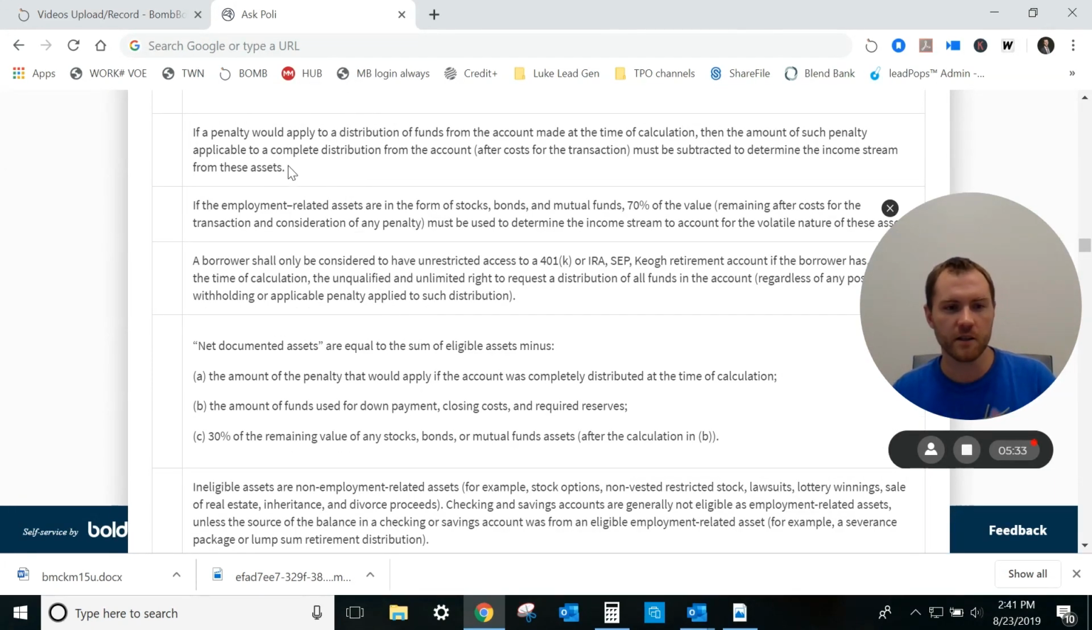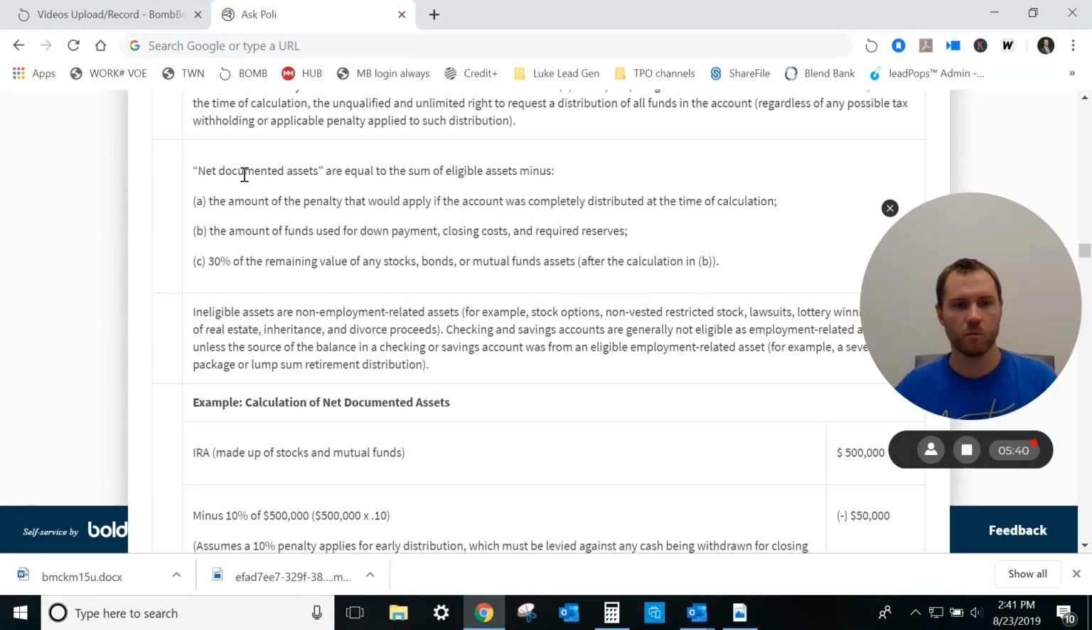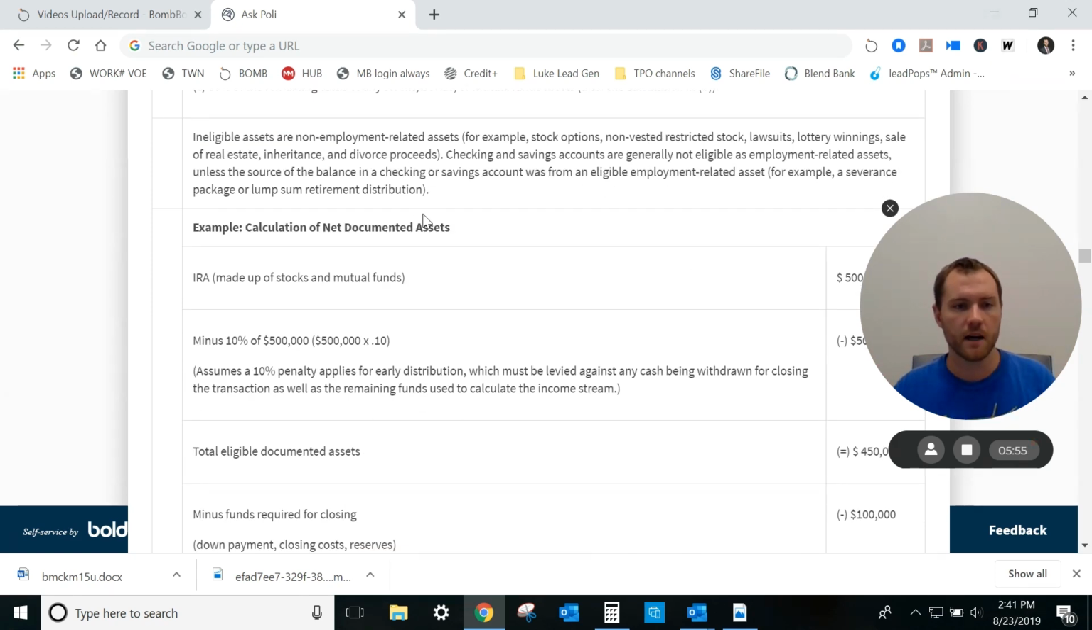So take a look at some of the penalties. You guys can read this stuff. I'm not going to read through every little line of jargon because a lot of it's not really applicable. Where we do get into a more applicable situation is when we talk about net documented assets. That's what's going to come into play for the actual calculation. So how do we figure out what that number is and what can we actually use? Let's take a look.